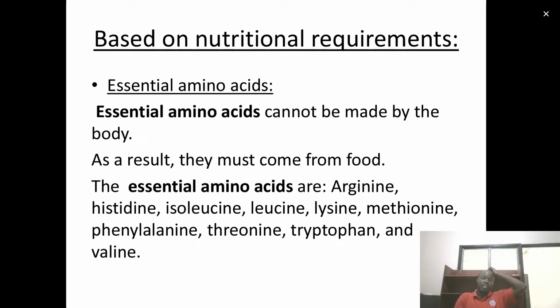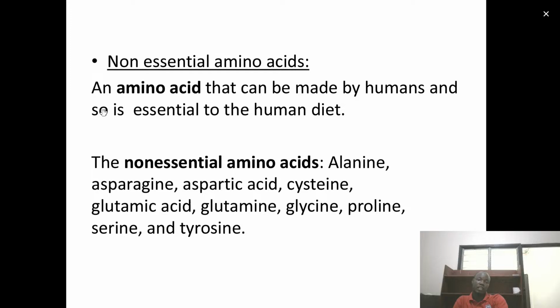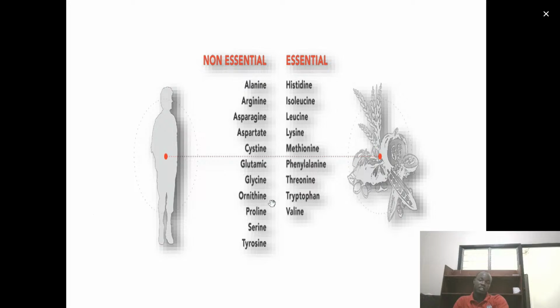So apart from this, we have amino acids that are classified based on nutritional requirement, which is essential and non-essential, and we discussed this. Essential amino acids are those amino acids that must come from the food, that we cannot synthesize. Non-essential amino acids are those that our body can generate, so we don't need them in our diet. And these are the examples, the non-essential and the essential, and they are just classified.